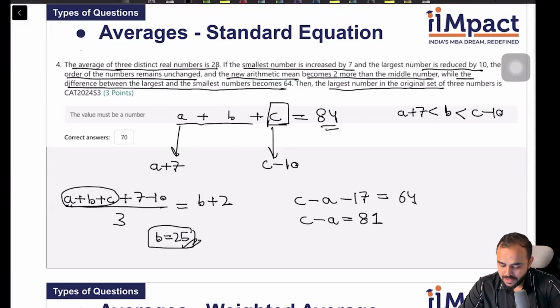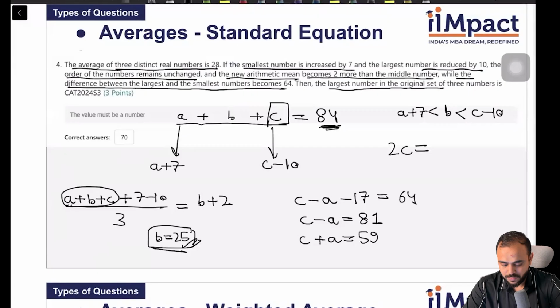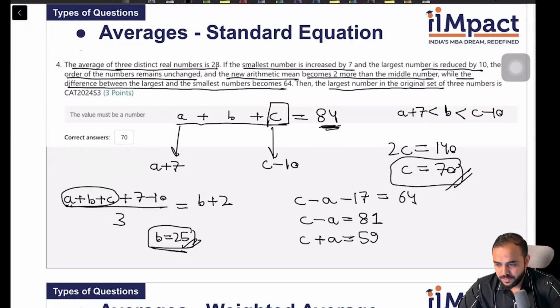You have a plus b plus c here. So you can directly write c plus a is equal to 84 minus b. 84 minus b is going to be what? 84 minus 25, which is 59. So if you add these two equations, you will get 2c is equal to 81 plus 59, which is 140, or c is equal to 70 will be your answer for this question. So again, standard equations.